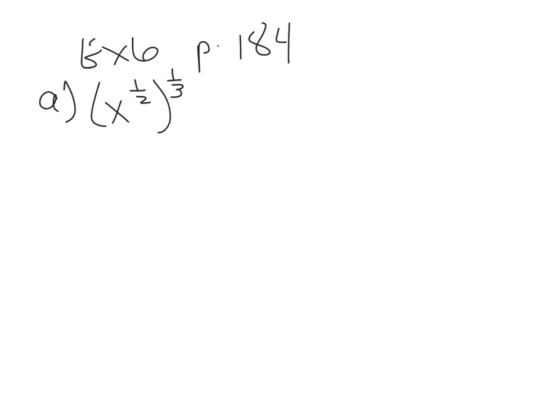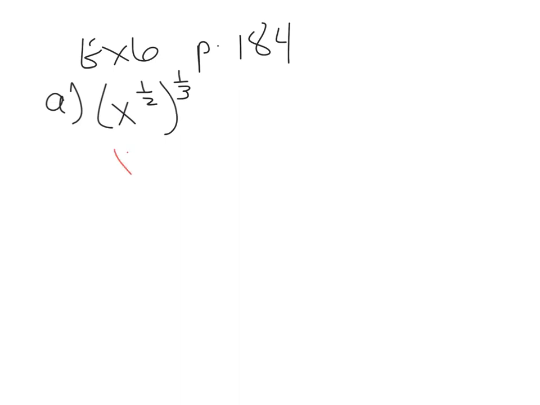Now, when you have exponents being raised to exponents, this is what we call the power rule. These exponents need to be multiplied. So the result here will be x to the 1/2 times 1/3. And if you remember your fraction rules, top times top, bottom times bottom when you multiply fractions. And so this fraction here turns out to be x to the 1/6.